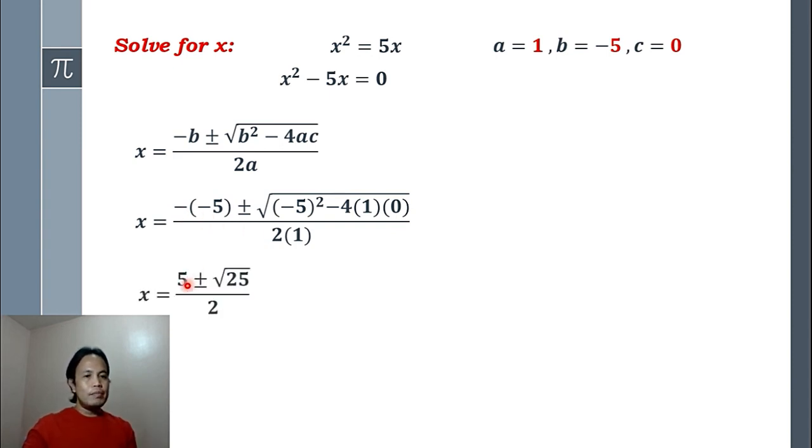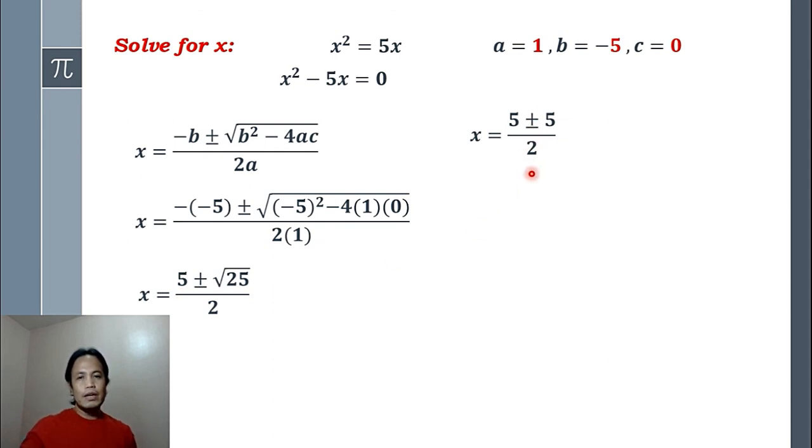Negative times negative is positive. Then we have here negative 5 quantity squared is 25. Then negative 4 times 1 is negative 4. Then negative 4 times 0 is 0. So this is cancelled out. So that's why we only have 25 here at the radical. Then 2 times 1 is 2. Then the square root of 25 is 5. So we copy the 5 here, plus and minus 5 over 2.